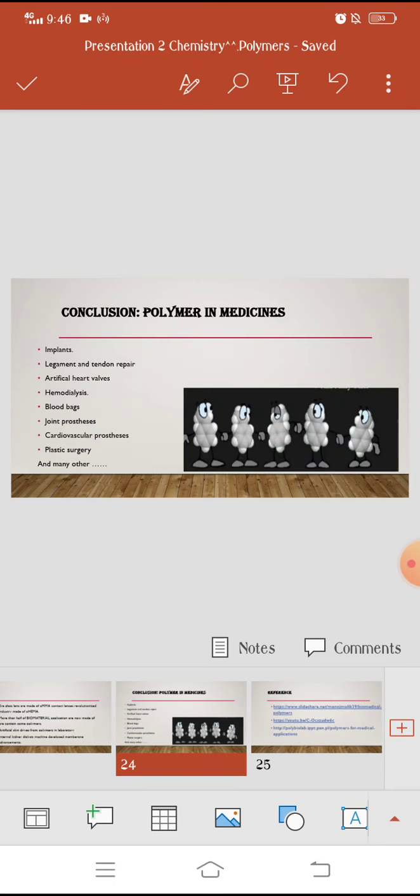And then the conclusion, polymer in medicines: implants, ligament and tendon repair, artificial heart valves, hemodialysis, blood bags, joint prosthesis, cardiovascular prosthesis, plastic surgery, and many others.